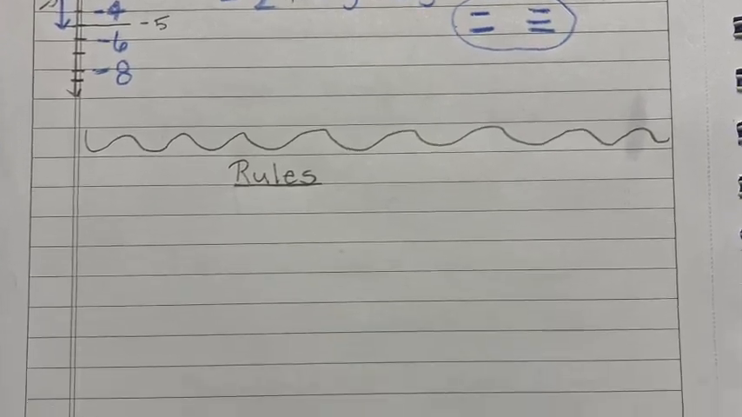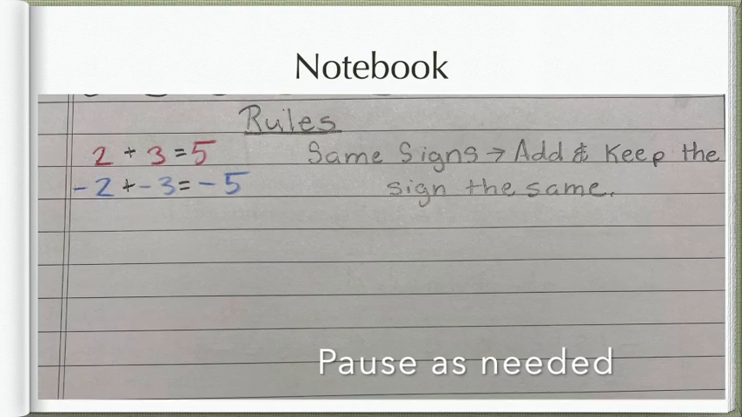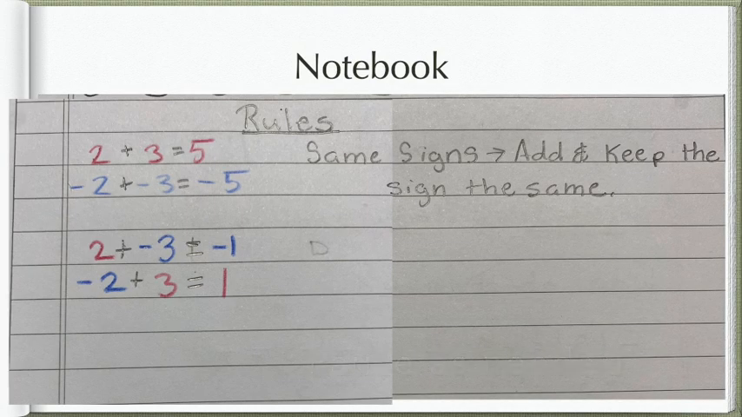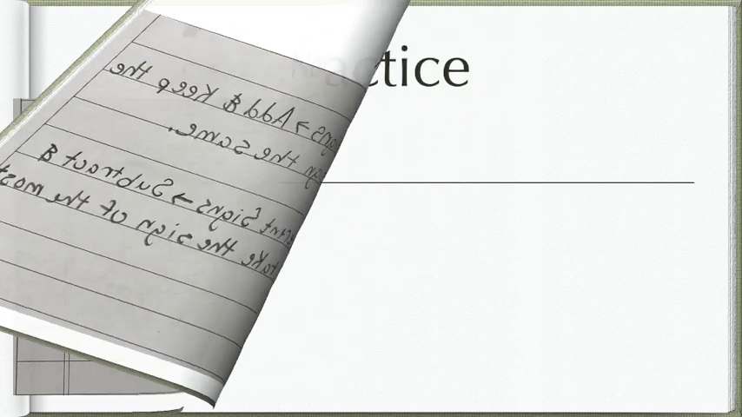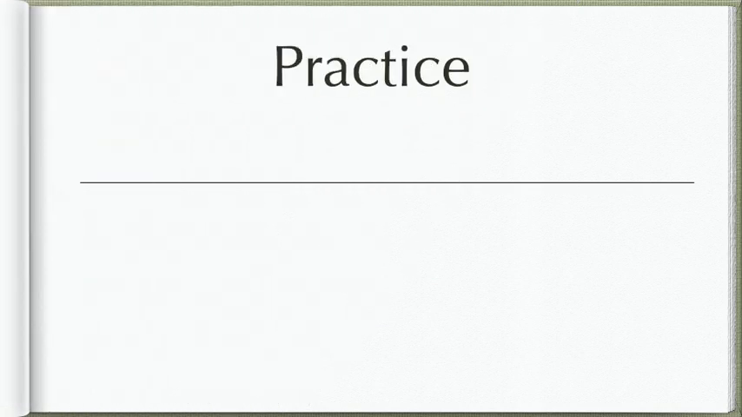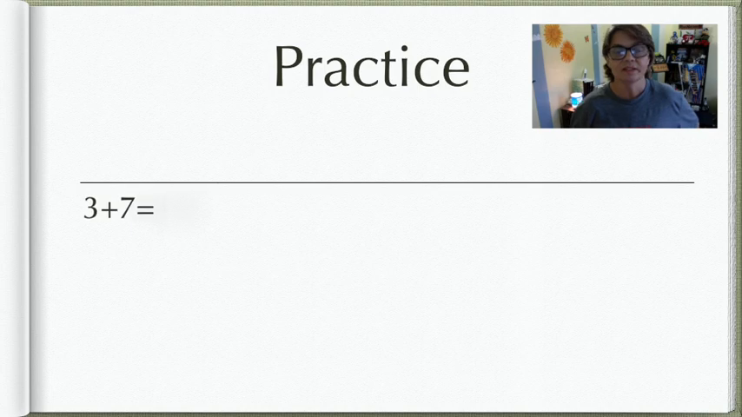Let's write this in our notebooks. Same example problems as before. This can get kind of confusing if you overthink it. So practice, practice, practice. 3 plus 7. Both of those are positive, so I'm going to add them and keep my answer positive. 3 plus 7 is 10, so it's positive 10.